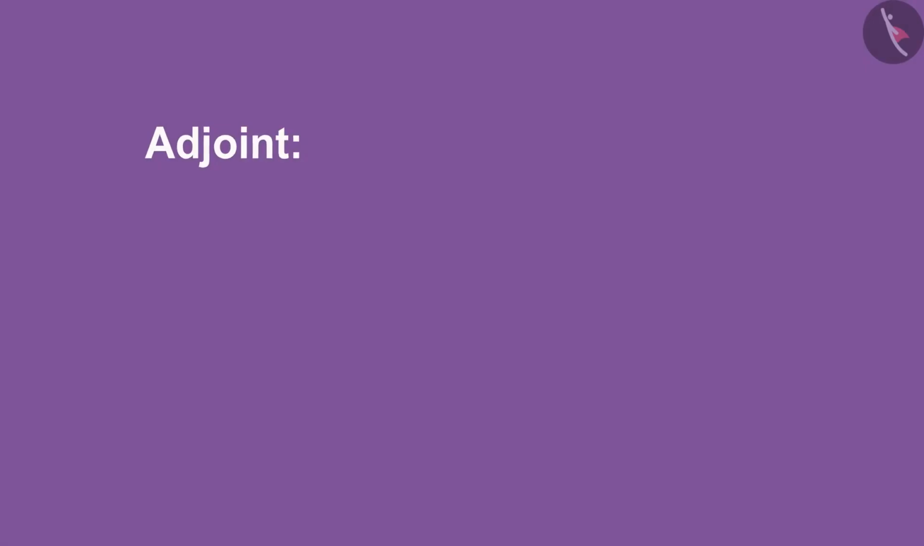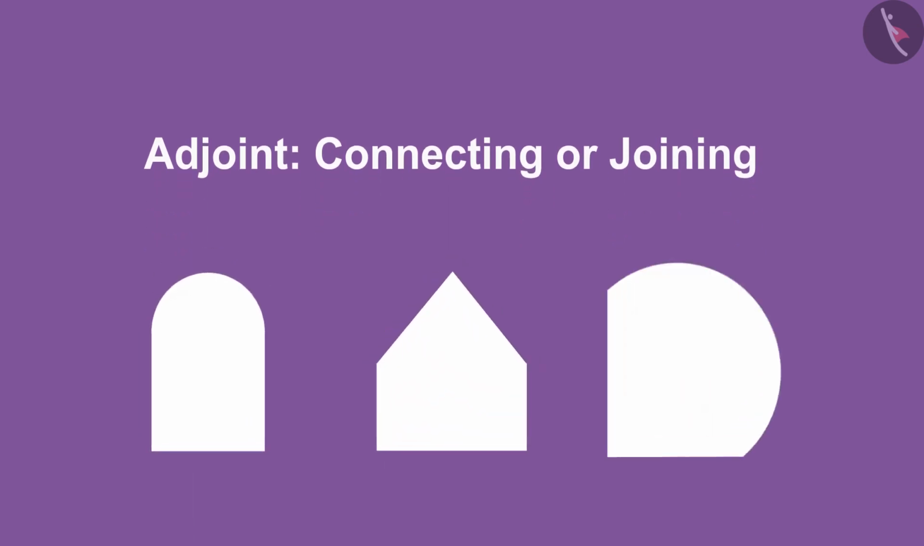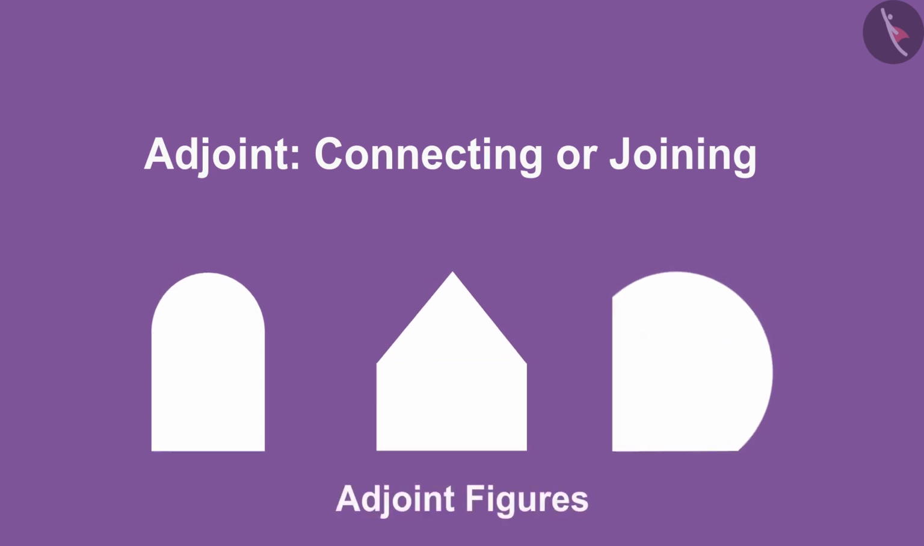If we pay attention to the word adjoint, we know that this means by connecting or joining. So we can say that the shapes in which we can see more than one basic figure like square, rectangle, triangle, etc. are called adjoint figures.